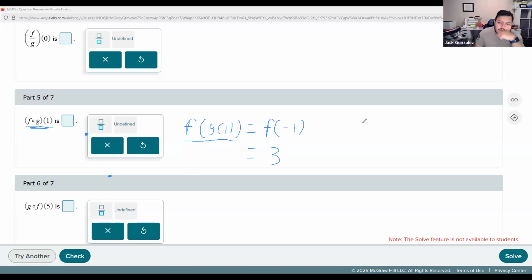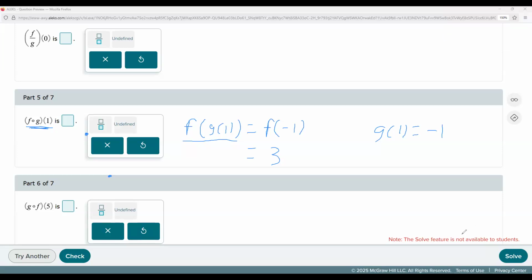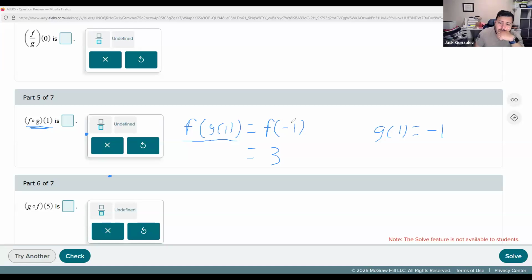This G of 1 is -1. That's why it's in here now. That's the output, the y value for G. Once you have it, then it goes in the F because we're composing.